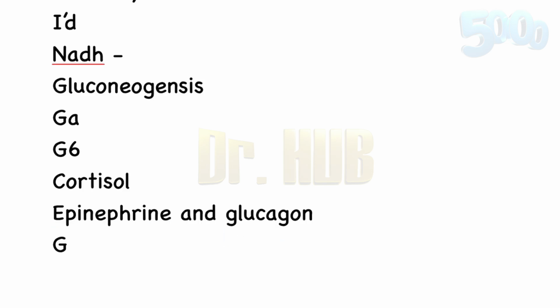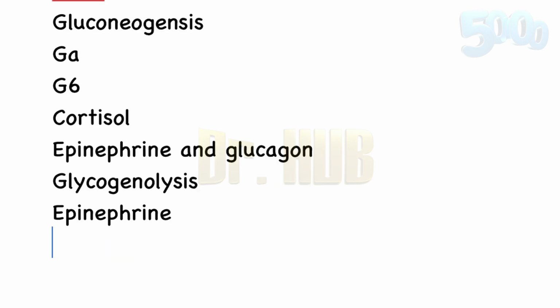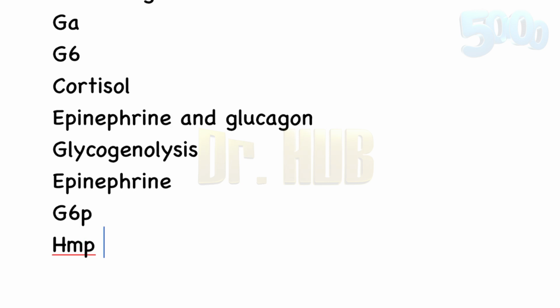Next is glycogenolysis. The enzyme is glycogen phosphorylase. The regulating factors are epinephrine, glycogen or AMP and glucose 6-phosphate. Then comes the ATP.